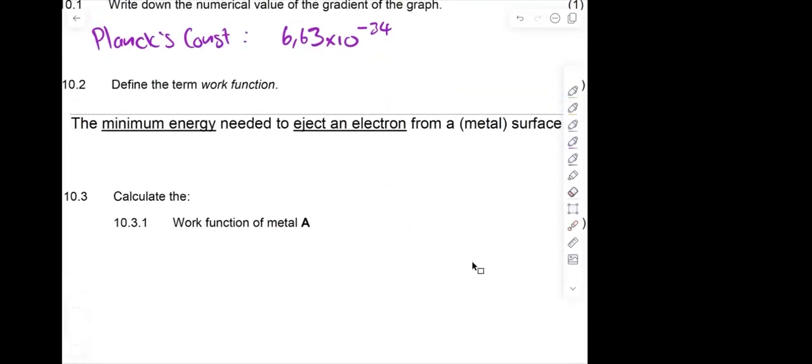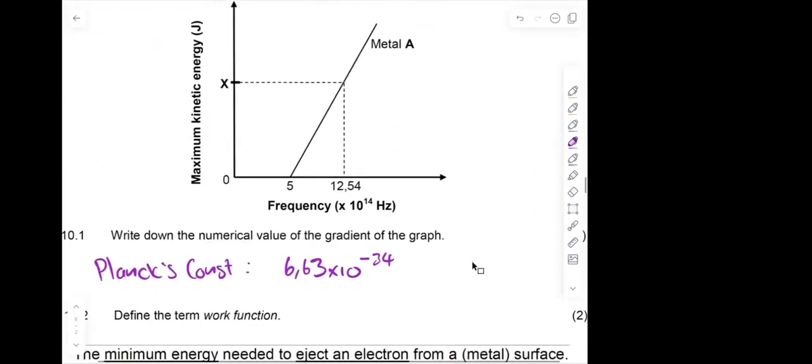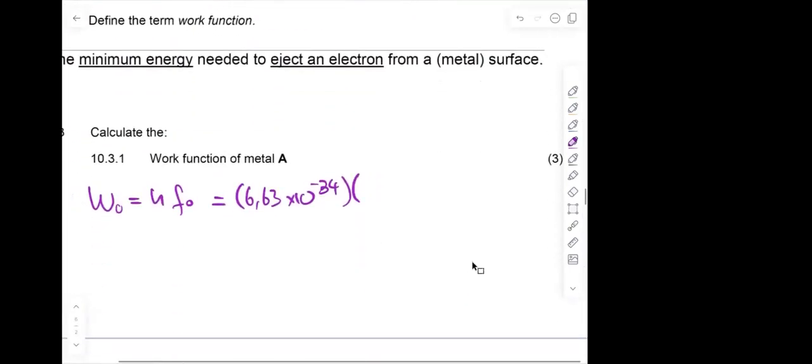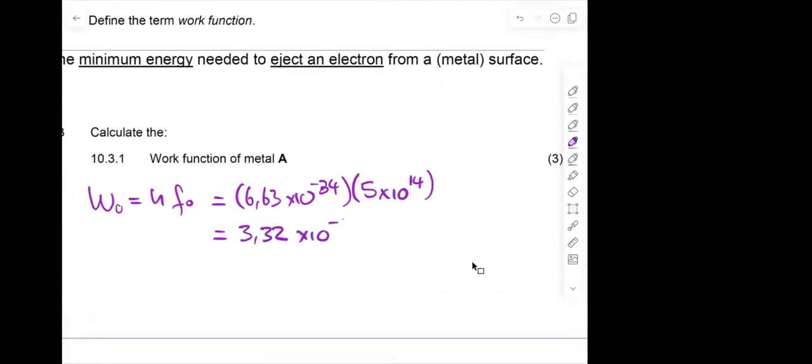For our work function, we're going to use that equation we just saw below. W naught is equal to h times f naught, right? h is Planck's constant. We already put that answer up there: 6.63 times 10 to the negative 34, times our threshold frequency, which we saw was 5 times 10 to the 14 hertz. If you plug that into your calculator, you should get an answer of 3.32 times 10 to the power of negative 19.